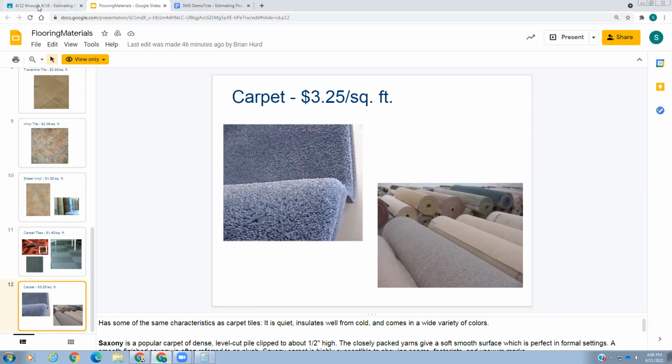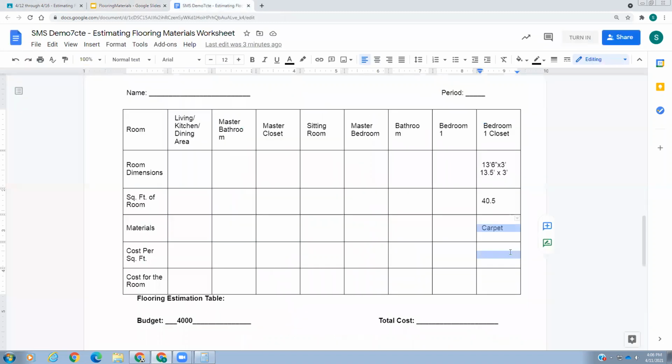So I'm going to go back to my Google Doc. I'm going to put in $3.25. The cost per square foot is already over here. Maybe I should put in dollars just to be clear. I'm not talking about any other currency. And our last row, how do we figure out the cost of the room? Well, we're going to take our 40.5 square feet and multiply that, because for every square foot it's $3.25. So we have to multiply those 2 together to get the total cost.